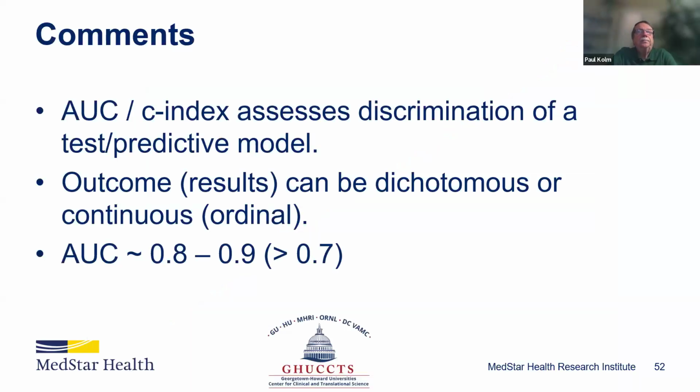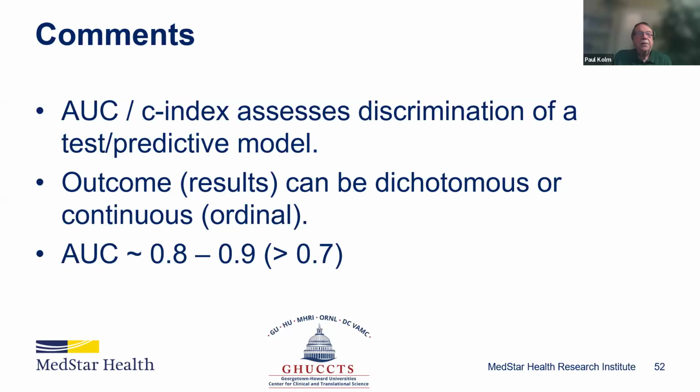So the area under the curve, or the C-index, assesses discrimination of a test or a predictive model. And the outcome can be dichotomous, or it can be continuous or ordinal. And as we mentioned, we'd like to see an area under the curve, or a C-index, that's between 0.8 and 0.9.